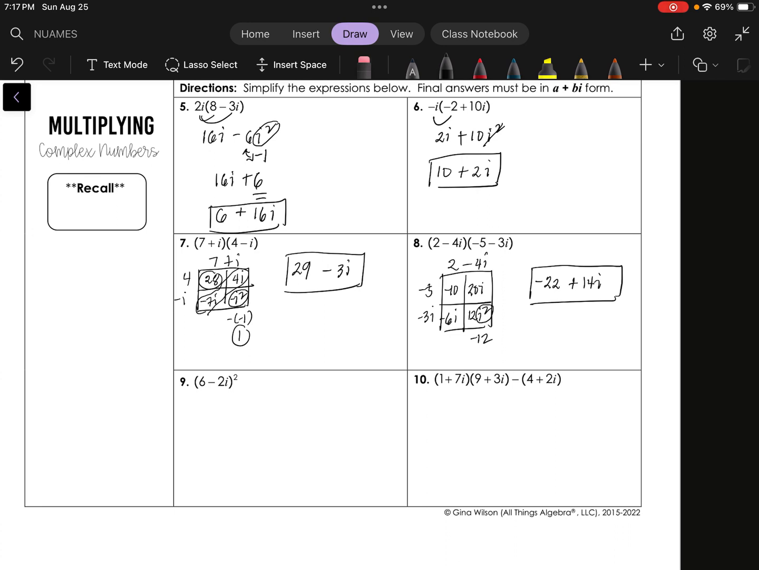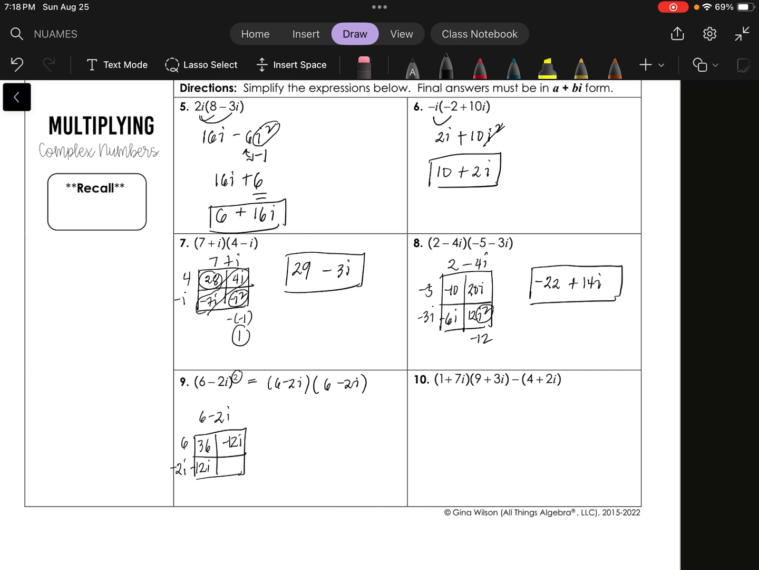So always remember, when you are squaring a binomial, this is just a way of rewriting 6 minus 2i times the same factor, which is 6 minus 2i. So you could do the same method. We have 6 minus 2i here, 6 minus 2i here, and get the values inside those boxes. 6 times 6 gives you 36. Negative 2i times 6 gives you negative 12i. 6 times negative 2i is negative 12i.